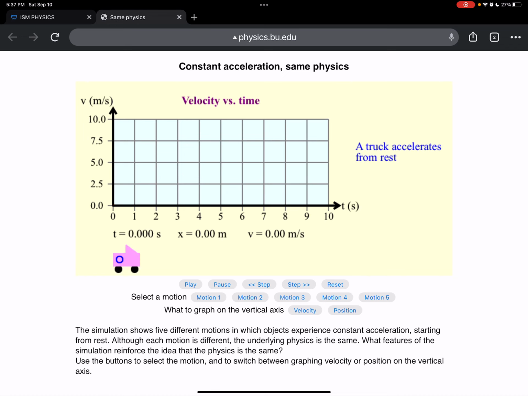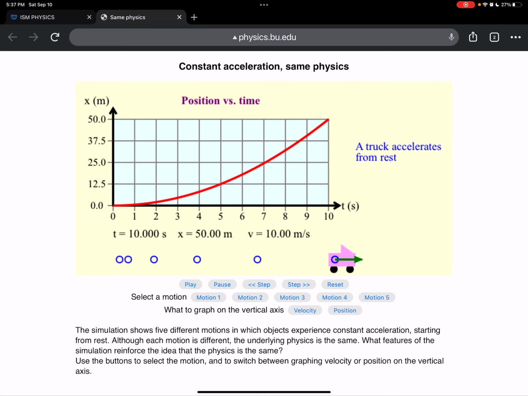Oh, that's a truck accelerating from rest. Guess what, folks? The graphs are going to be the same as we've been seeing. The numbers are different, but if it's uniform acceleration, the physics is the same. So position versus time. And here we go. Run. Okay, cool. It's a parabola because the distance is 1/2 a t squared. Also notice the distance between these little dots the truck is leaving behind. Each of those dots are at equal time intervals.